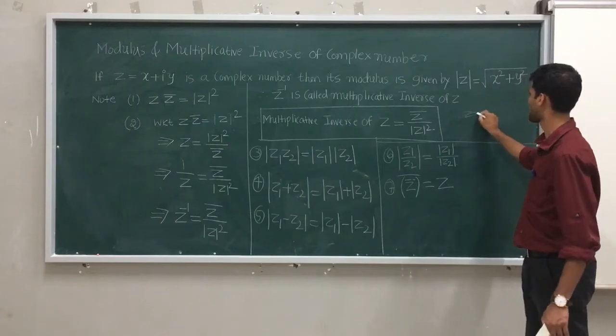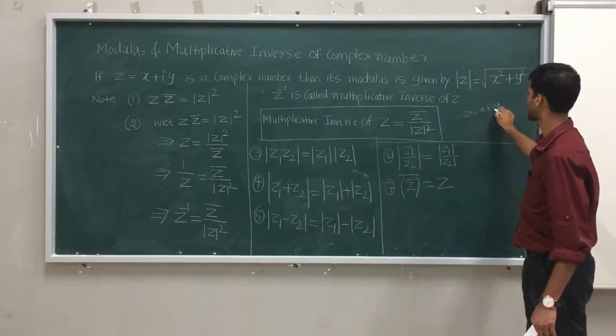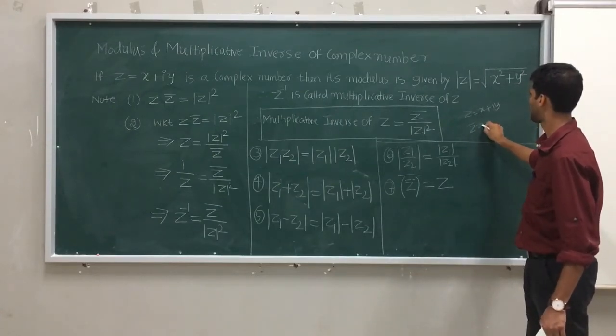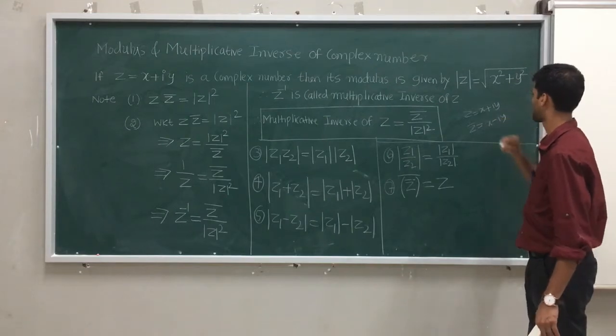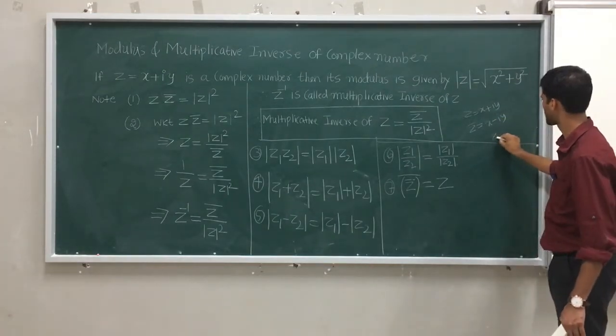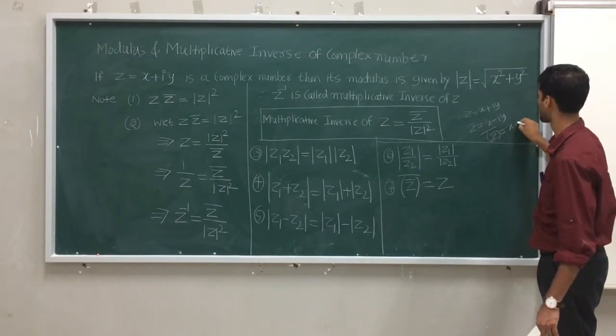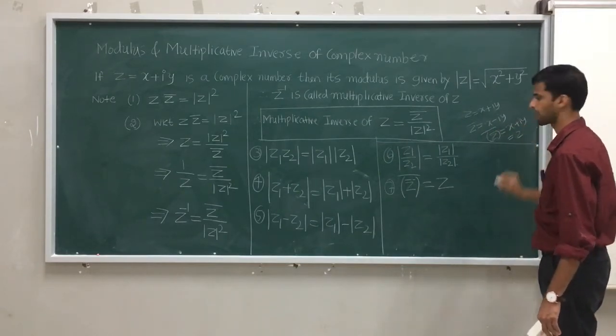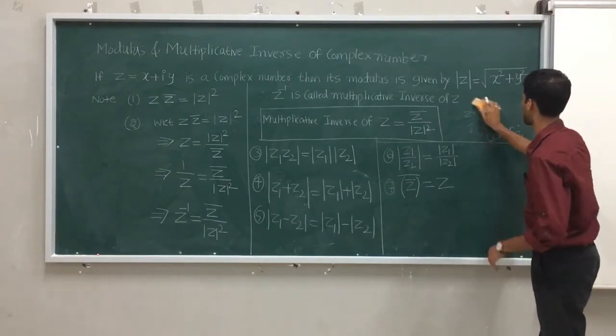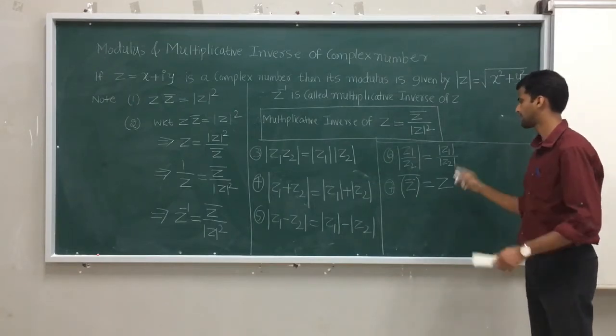We all know that z is x plus iy. What is z bar? It is x minus iy. Now, what is z bar, the whole bar? It is nothing but the conjugate of x minus iy, which is x plus iy. X plus iy is z only. Therefore, z bar, the whole bar is z itself.